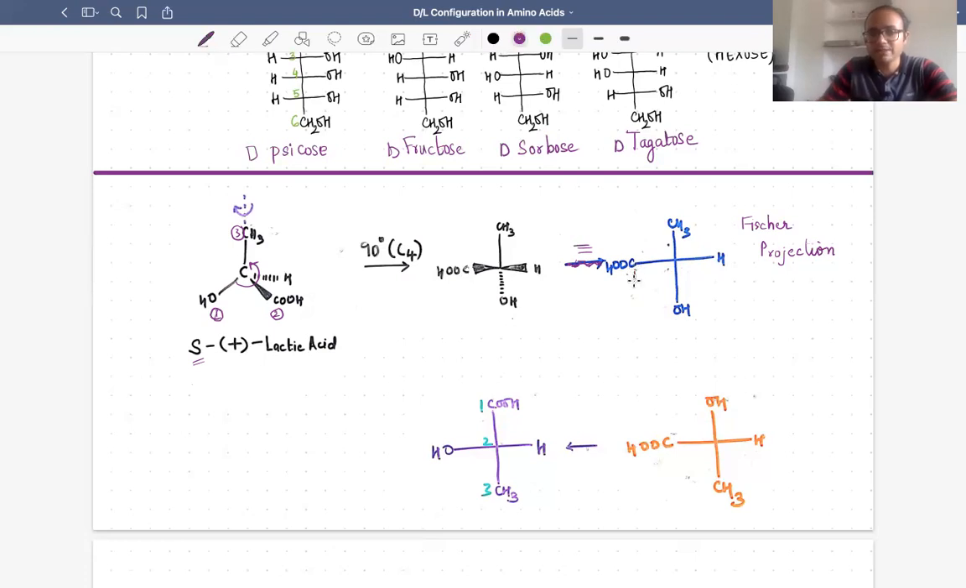So let me number it. This would be the first carbon, then the second carbon, and this is the third carbon. So this is the carbon chain. If you remember that method of writing the Fischer projection, you know that the first carbon should come on the top and the lowest one should come on the bottom side of the vertical bond. So how to do that? In order to do that, we have to perform a kind of exchange. We can do a group exchange. So we have to do a group exchange.